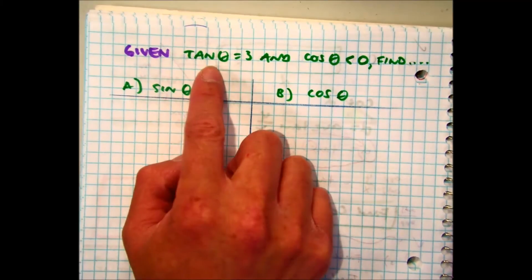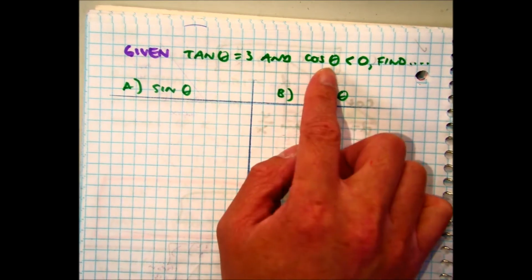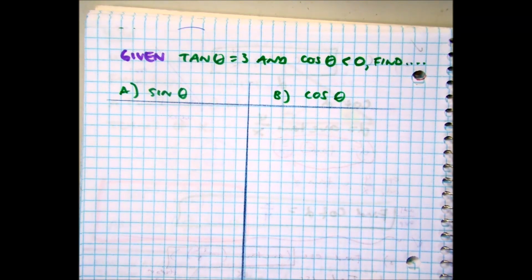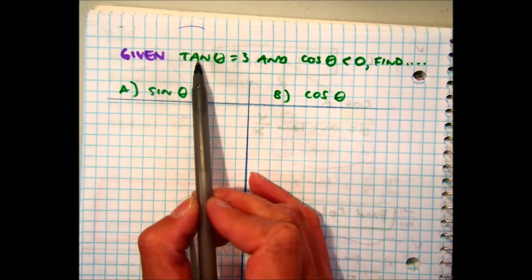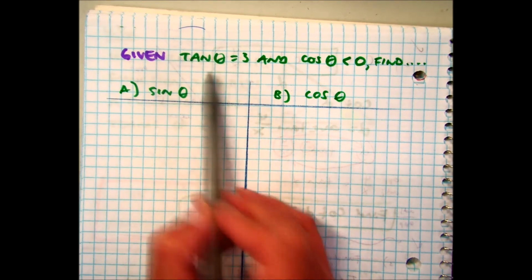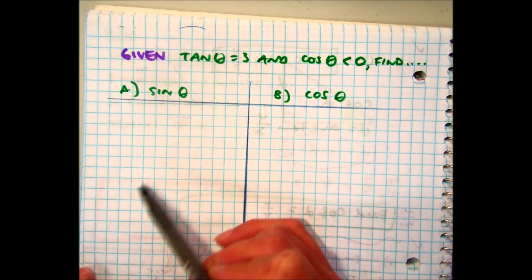Alright, given tangent of theta equals 3 and cosine is less than 0, find sine and cosine. Alright, so make sure on the big picture idea, we're not drawing triangles anymore. We're kind of solving them algebraically. So I need to think of one of our fundamental identities, Pythagorean, quotient, and that's something that has both tangent and either sine or cosine in order to solve for the other trig functions.